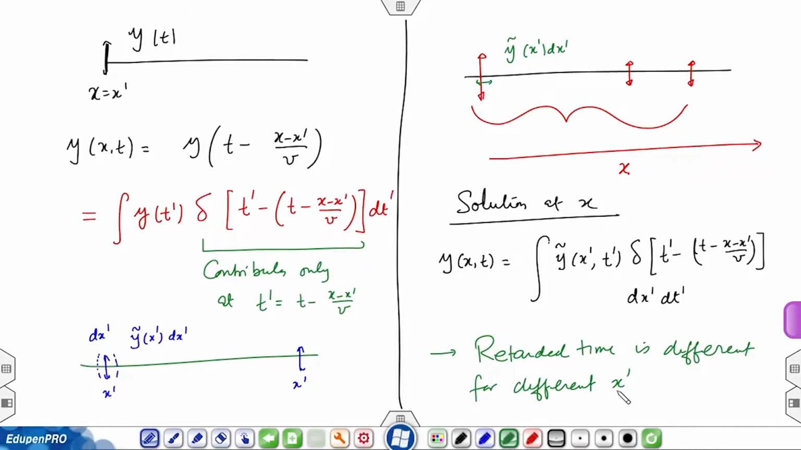So, these waves start from different x primes at different times and arrive at the position x at the same time, and they get superimposed. So, this is the form I am going to write it in. Of course, if you take y to be harmonically varying, you get your previous solution back. In the same manner, I can do it for 3-dimensional waves.